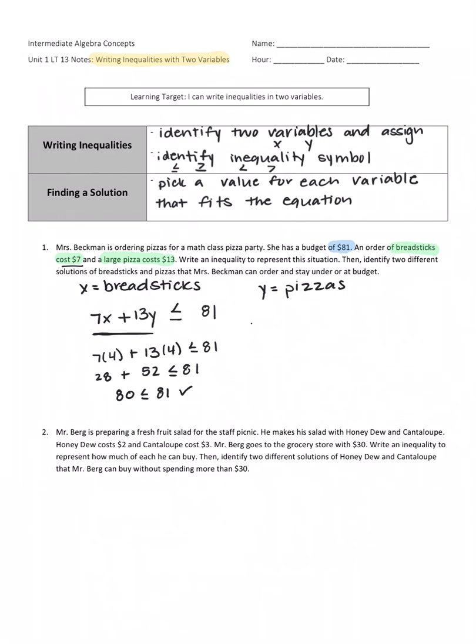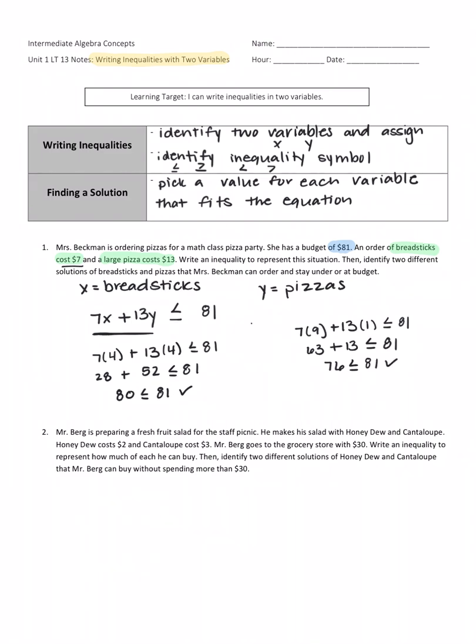Let's say I want 9 breadsticks. So I'm going to take that 7 times 9, because I want 9 breadsticks, plus 13, and let's say I just want 1 pizza. So I want 9 breadsticks plus 1 pizza. Is that going to be less than or equal to that 81? Well, 7 times 9 is 63, plus 13 times 1, that's just going to give me 13. Okay, so then I'm going to take that 63 plus 13, and I get 76. 76 is less than or equal to 81.